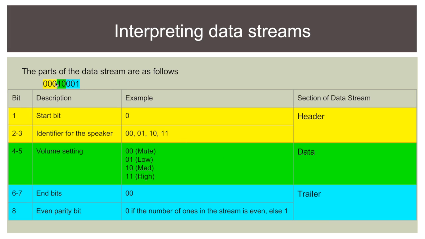And it's important to note the different parts of the data stream here as well. The first three zeros, the start bit and the identifier, they're header. They're not actually part of the data stream itself. The only thing we're sending in this data stream is the volume setting. The last bits are the end bits and the parity bit, and they are the trailer.